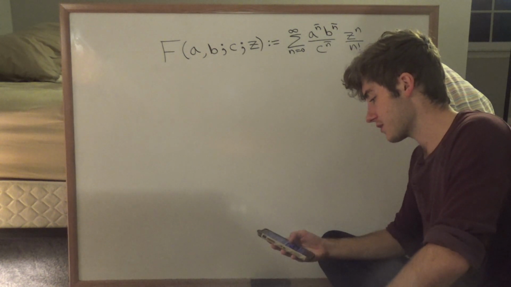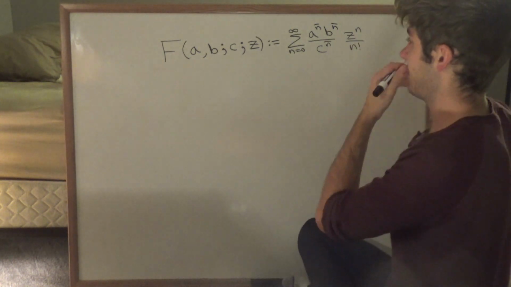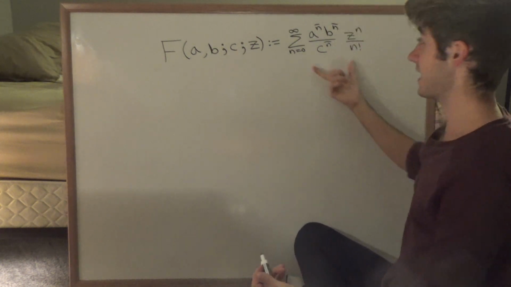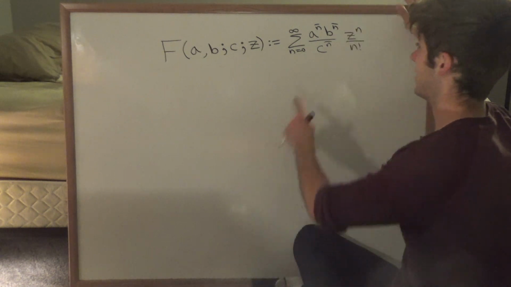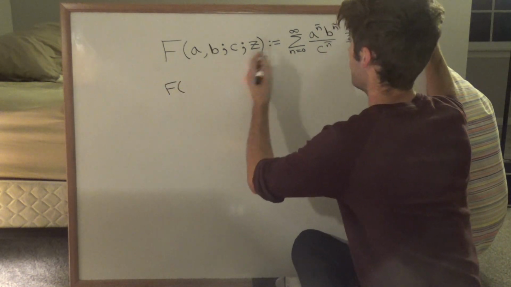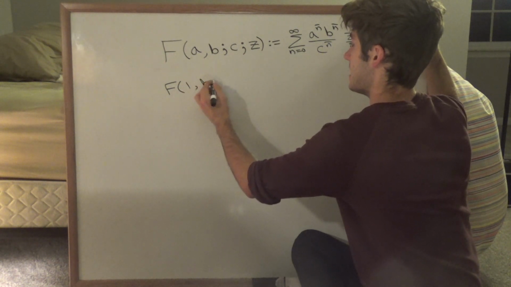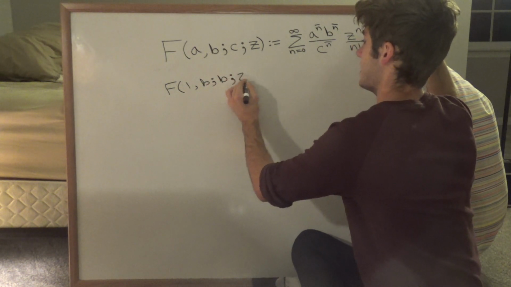Are there any other nice results I'd like to share? Let's see. So let's talk about some specific examples of this function. We're just going to plug in particular values for a, b, and c, and see what functions we get out of it by analyzing the Taylor series that we end up with. If we pick b and c to be the same number, so let's pick a to be 1, and we'll pick b and c to be the same number, so we'll just do b, semicolon b, semicolon z.